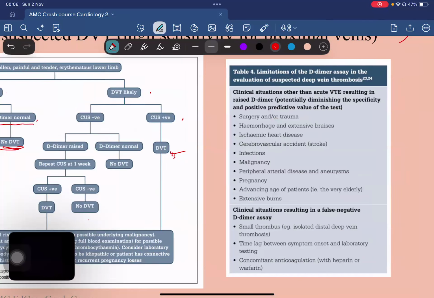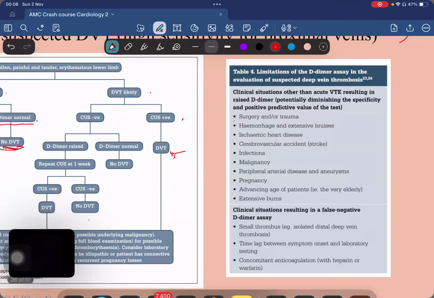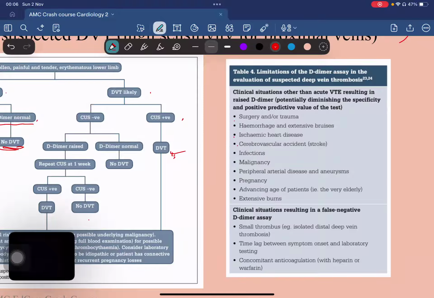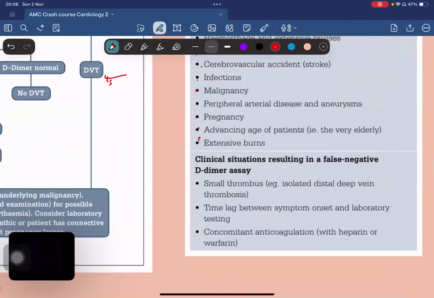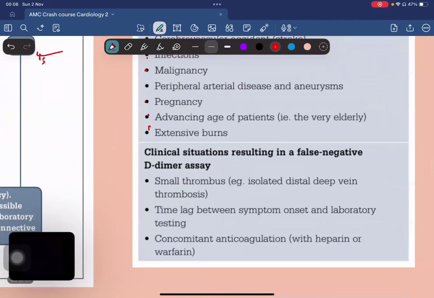I also thought I should add this table, which shows clinical situations other than acute venous thromboembolism resulting in raised D-dimer. These could potentially diminish the specificity of the D-dimer test. Just know that surgery or trauma, hemorrhage and extensive bruises, ischemic heart disease, cerebrovascular accidents like stroke, infections, malignancy, peripheral arterial disease and aneurysms, pregnancy, advancing age of patients, and extensive burns could all have raised D-dimers.